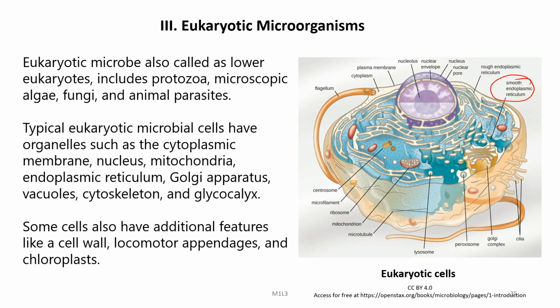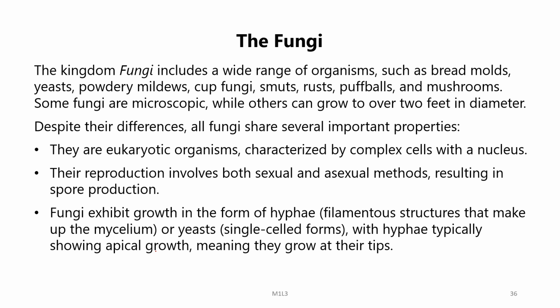Typically, eukaryotic microbial cells have organelles, as I have already discussed, such as cytoplasmic membrane, nucleus, mitochondria, endoplasmic reticulum, Golgi apparatus, vacuoles, cytoskeleton and glycocalyx. Some cells also have additional features like cell wall, locomotor appendages and chloroplasts.